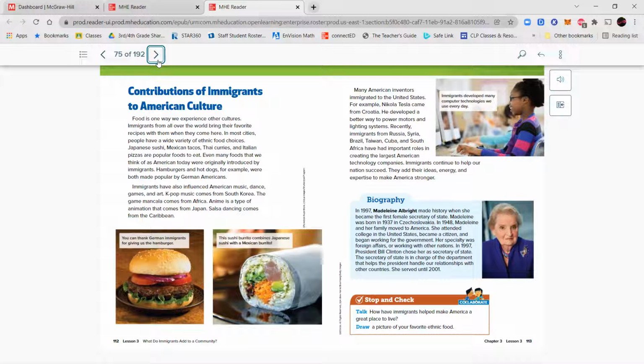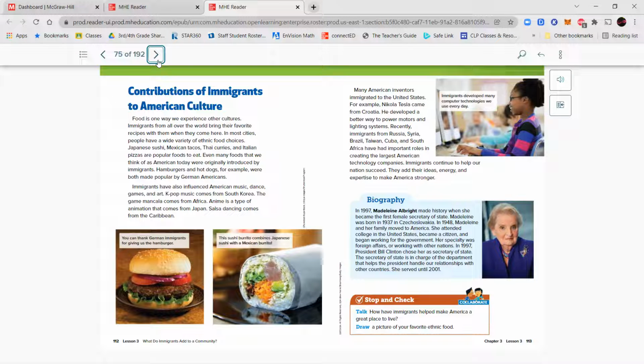Japanese sushi, Mexican tacos, Thai curries, and Italian pizzas are popular foods to eat. Even many foods that we think of as American today were originally introduced by immigrants. Hamburgers and hot dogs, for example, were both made popular by German Americans. Immigrants have also influenced American music, dance, games, and art.